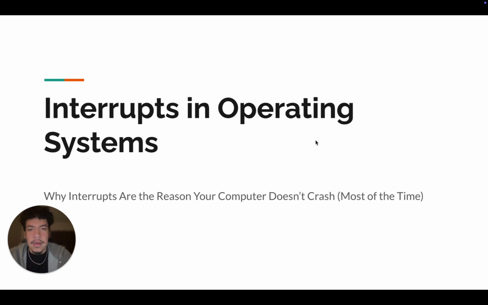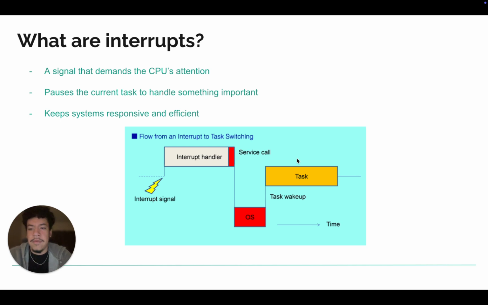So we're gonna be going over interrupts. First things first, what even are interrupts? In computer systems, an interrupt is like a little tap on the shoulder for the CPU. Imagine you're working on homework and someone texts you. That text is an interrupt. It grabs your attention and makes you stop what you're doing to check it. In computers, interrupts signal the CPU that something important needs its attention. Maybe a hardware device needs a service or a program hit an error.